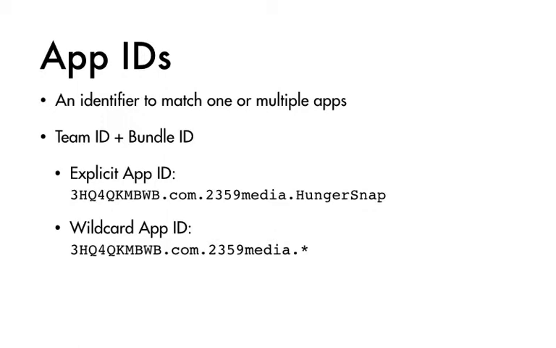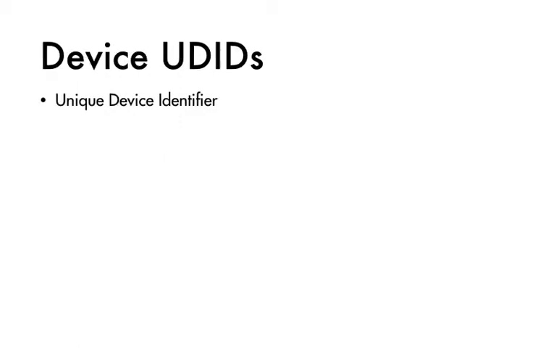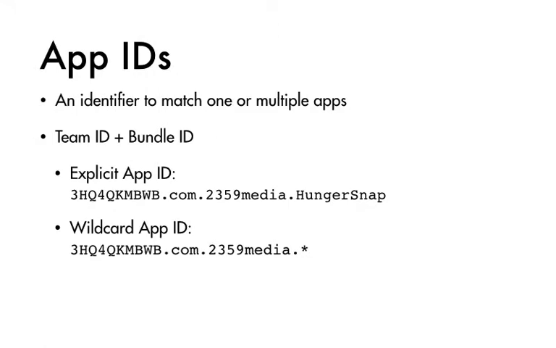So next one is the device UIDs. It's just a unique device identifier, which means every single device has this unique ID. So it's used to identify this device.